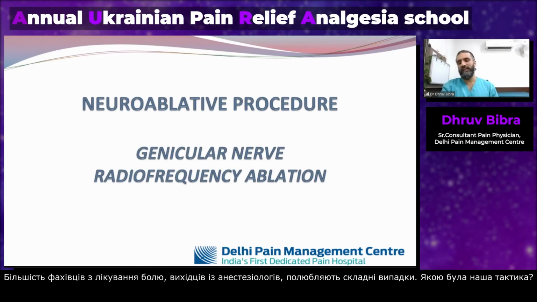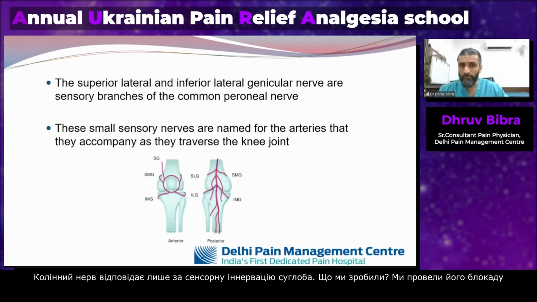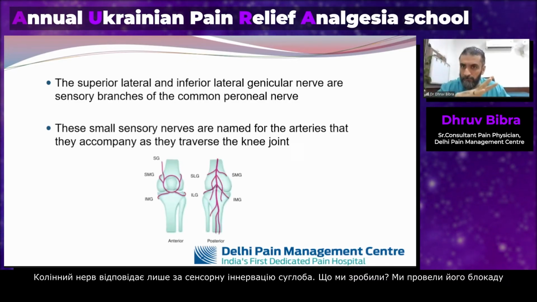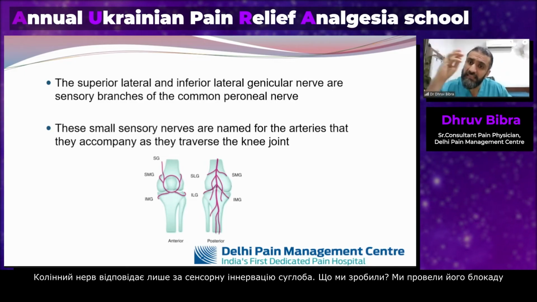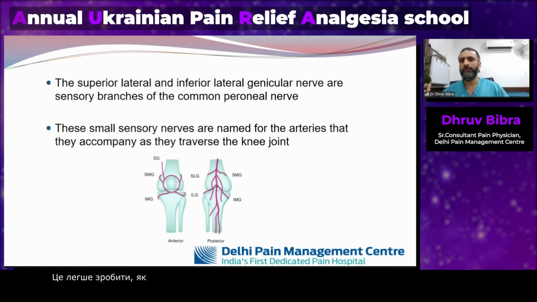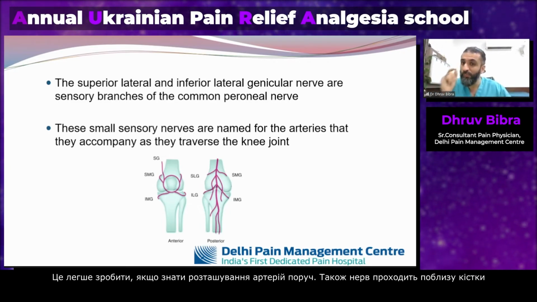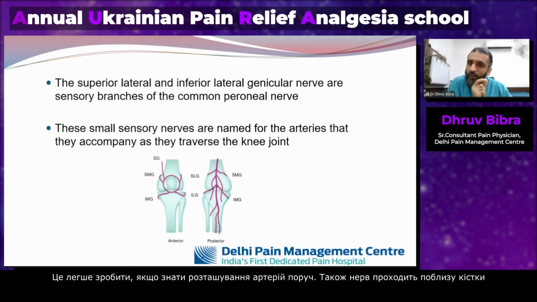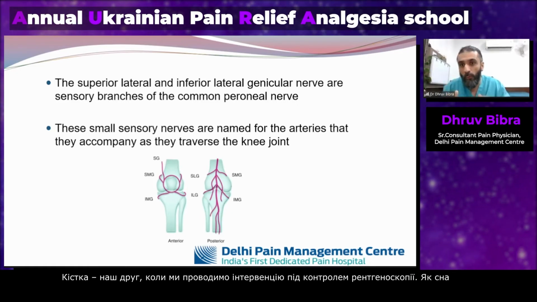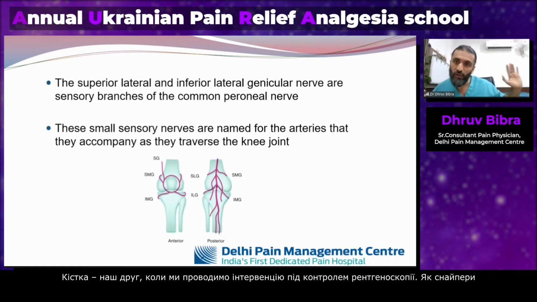So what nerves are there? Now, these are certain genicular nerves. Their only job in this world is to supply the sensory part of the joint, right? They only provide sensory innervation to the knee. So what do we do? We block them. And God Almighty has made our job easy by bringing an artery close to it. Secondly, they are close to the bone. Bone is our friend when we are doing interventions under fluoroscopy.